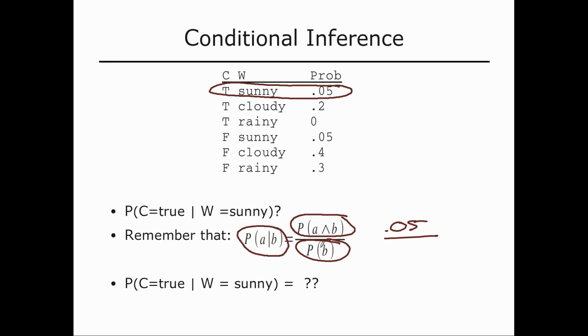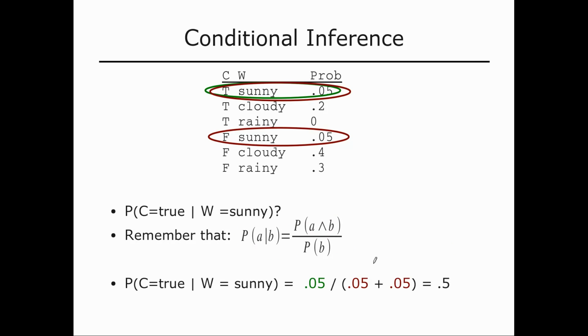Then I need to look at all of the rows, all of the possible worlds in which it was sunny. So there's that one there, and then there's also this one here. So 0.05 plus 0.05. Cool. So it looks like this is going to work out to 0.5. It's 50% likely that the cock crows if the weather is sunny.